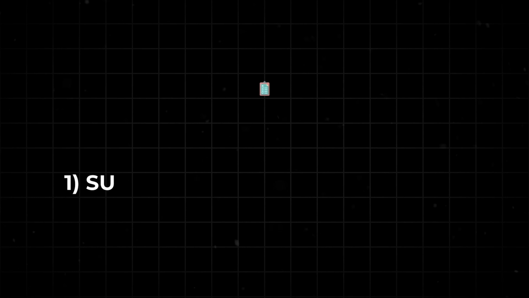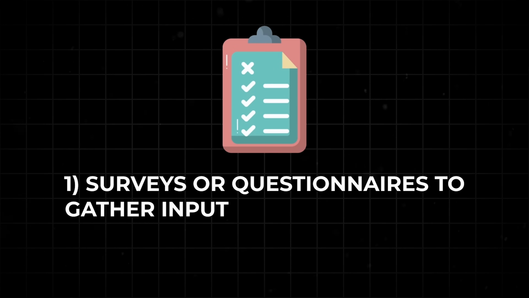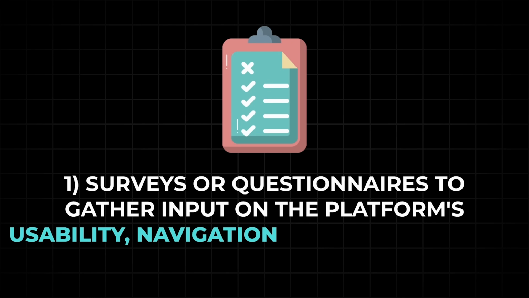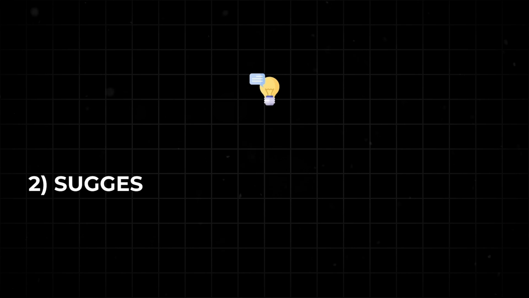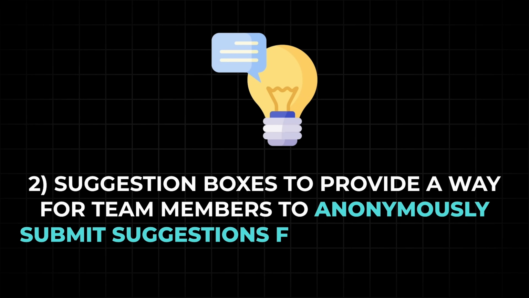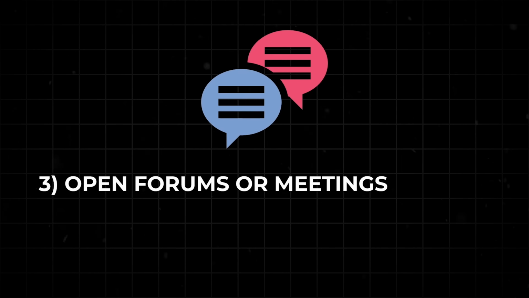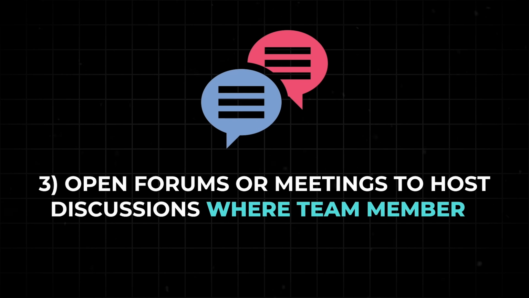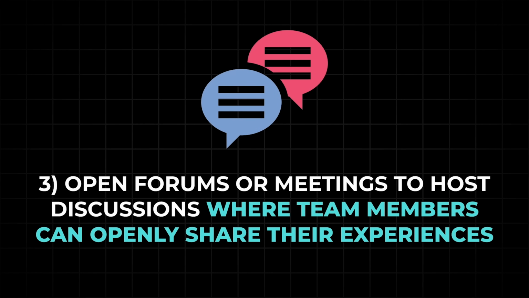Encouraging feedback from your team is instrumental in improving the accessibility and usability of SOPs. Team members who regularly use the SOPs can provide valuable insights into what works well and where improvements are needed. Implement feedback mechanisms such as, number 1, surveys or questionnaires to gather input on the platform's usability, navigation, and functionality. Number 2, suggestion boxes to provide a way for team members to anonymously submit suggestions for improvements. And number 3, open forums or meetings to host discussions where team members can openly share their experiences and ideas for optimizing SOP accessibility.